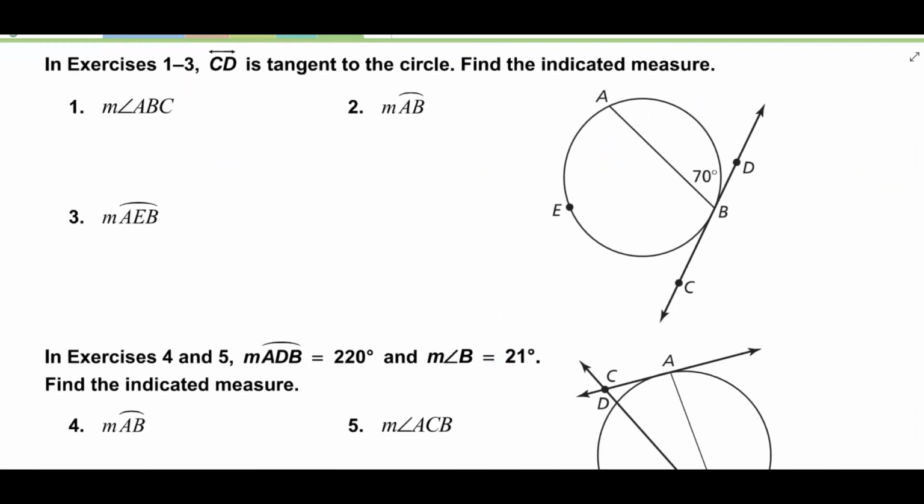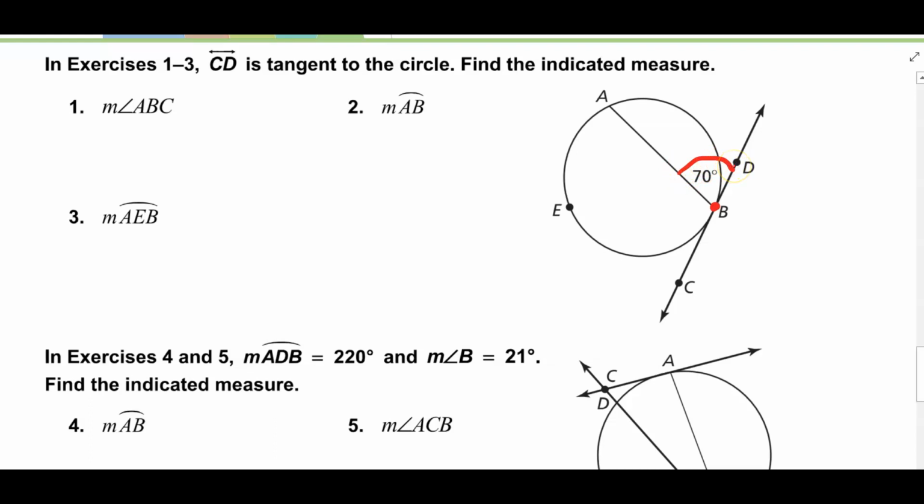Okay, so in these exercises, they tell us a couple of things. We know that line CD is tangent to the circle, so the only spot it's going to intersect the circle is at this point of tangency P. We also know that this entire angle is 70 degrees, not just in between the side and the circle, it's the entire thing.